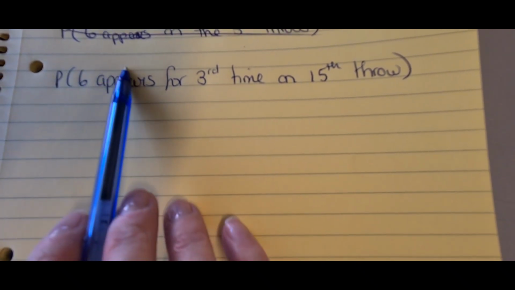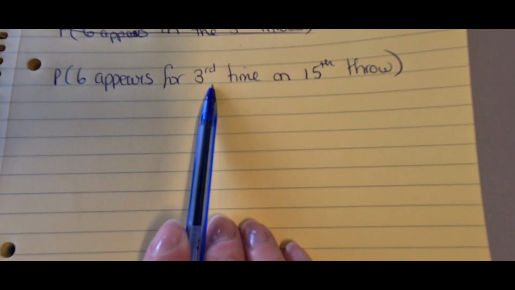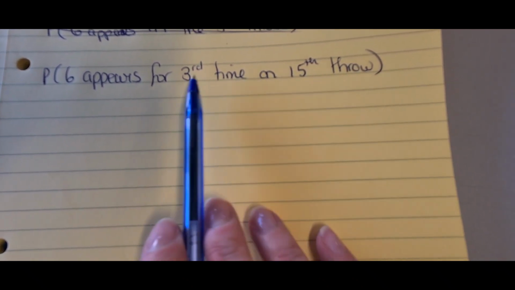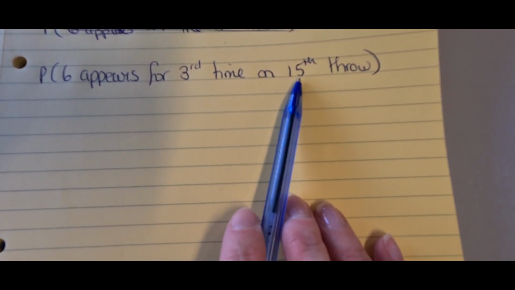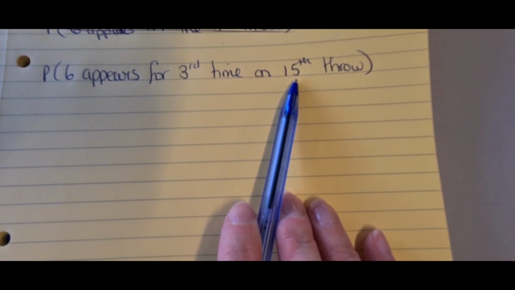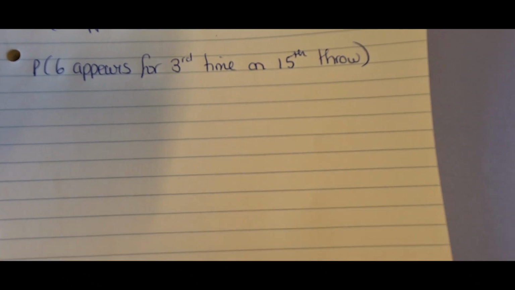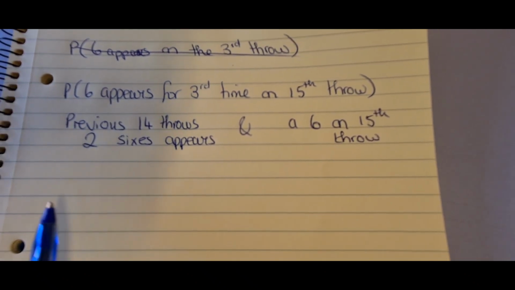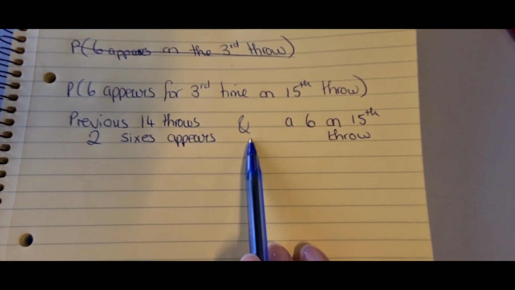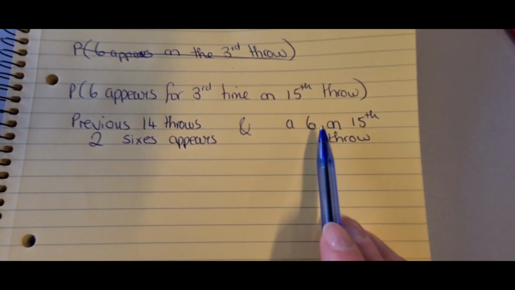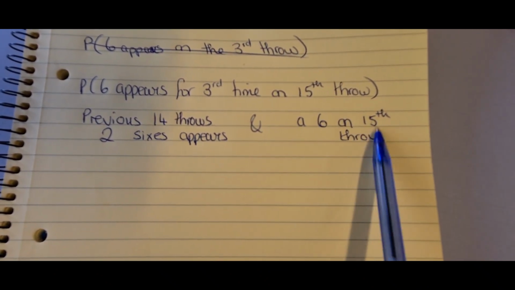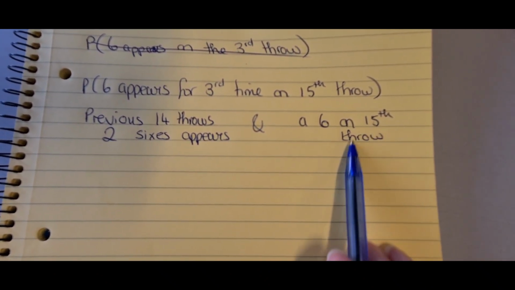Okay, so the probability that 6 will appear for the 3rd time on the 15th throw of that dice. So if 6 is only coming up for the 3rd time by the time I have thrown the dice 15 times, that means on the previous 14 throws of the dice, I've obviously already gotten 2 6s. Okay? So on the previous 14 throws of that dice, 2 6s appeared. And on the 15th throw of the dice, the 3rd 6 came up. So I already know what is happening on the 15th throw. Okay, a 6 will come up on the 15th throw.